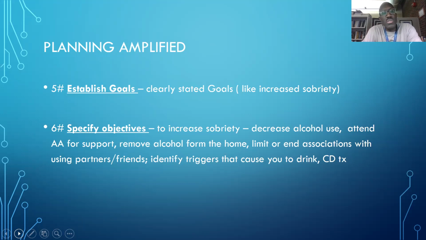When we start to look at number 6, when we specify the objectives, we've got to figure out, if the goal is to increase sobriety, what are the steps, and what are the objectives that we have to meet to actually get to that particular goal? So you can see here, I've listed a number of different things that I would probably have this client consider doing, with the end goal of increasing their sobriety.